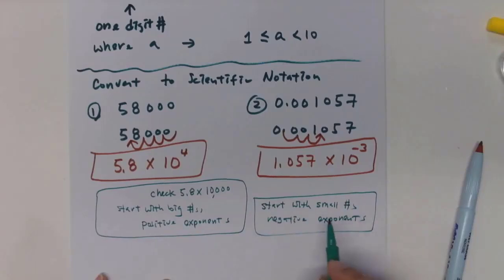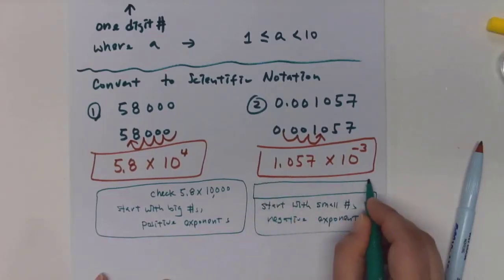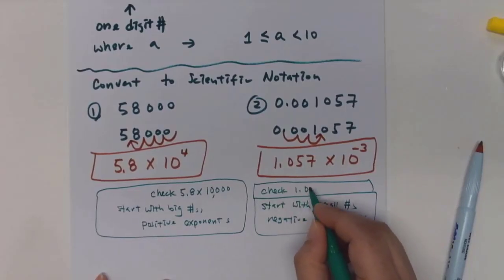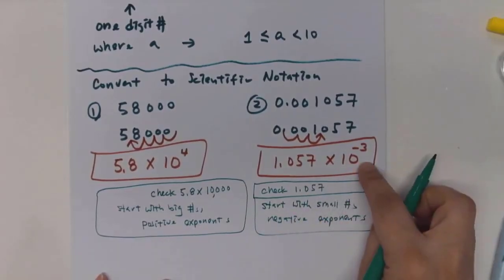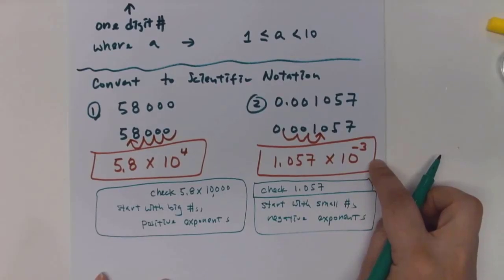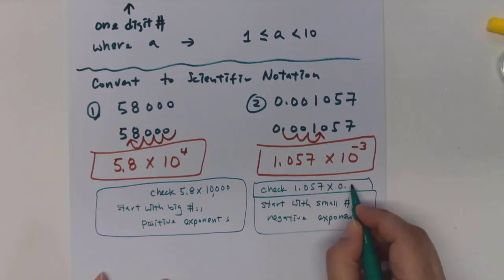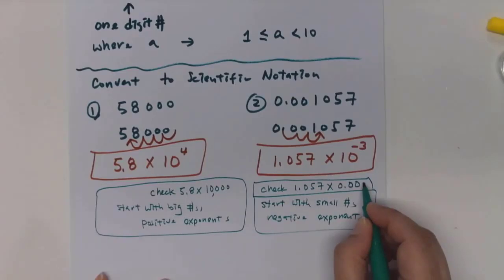But you can check also, right? If you want to check, you are multiplying 1.057. What is 10 raised to negative 3? What decimal number is that? How many decimal places? 3 decimal places. So it's going to be 0, 0. How many 0? 3 0?